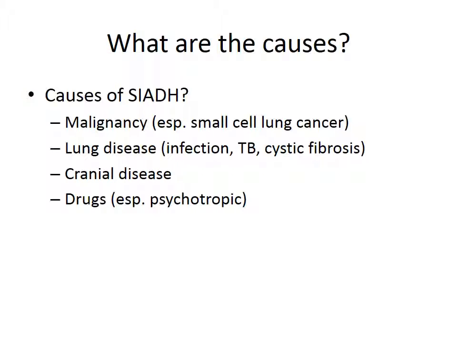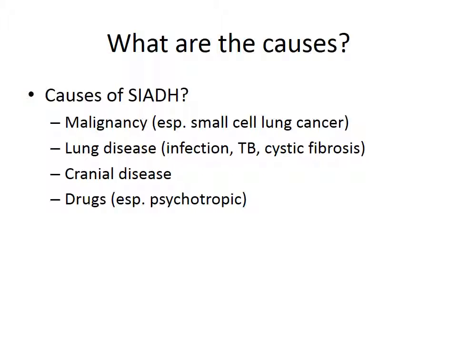Small cell lung cancer is a type of neuroendocrine lung cancer where the lung cancer cells have some sort of aberrant genetic makeup and cause them to produce excess levels of ADH, antidiuretic hormone, hence getting SIADH, or an inappropriate production of antidiuretic hormone.